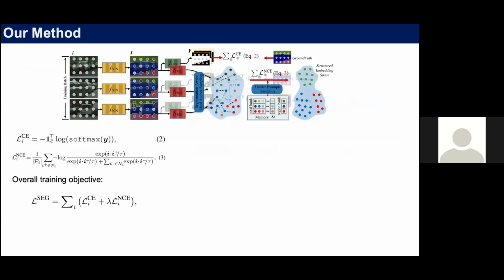So in our method, the pixel-wise cross-entropy loss and our contrastive loss are complementary to each other. The cross-entropy loss lets segmentation networks learn discriminative pixel features that are meaningful for segmentation, while the contrastive loss helps to regularize the embedding space through exploring global semantic relationships among pixel samples. Finally, we combine the two loss functions as our final training objective.